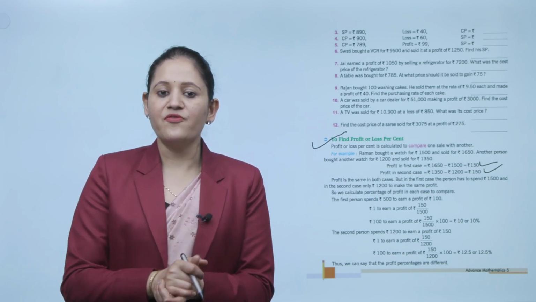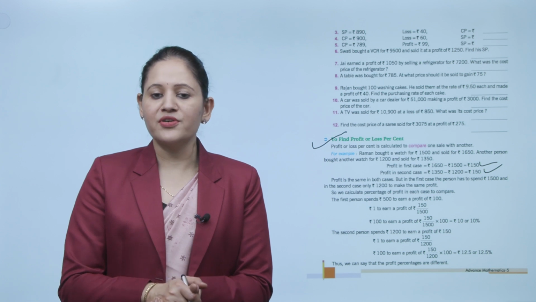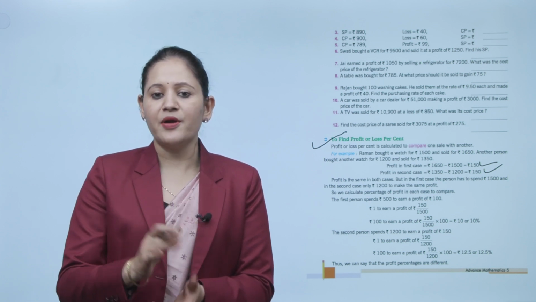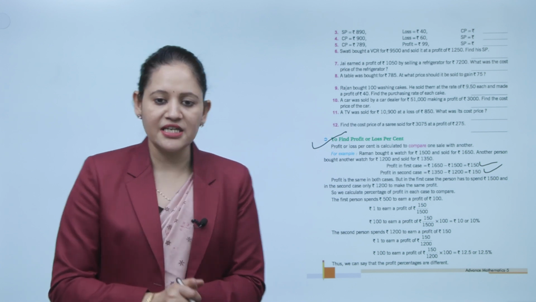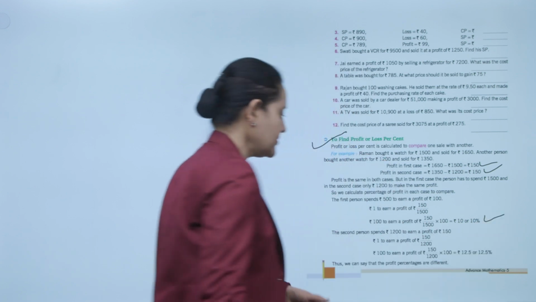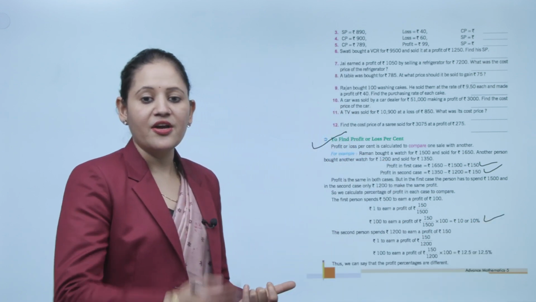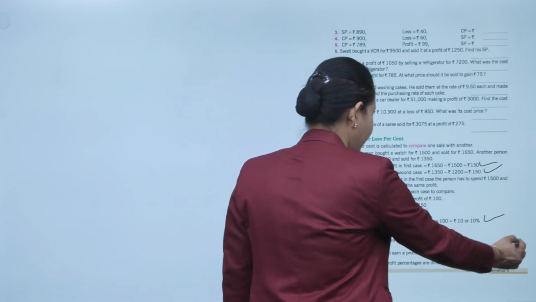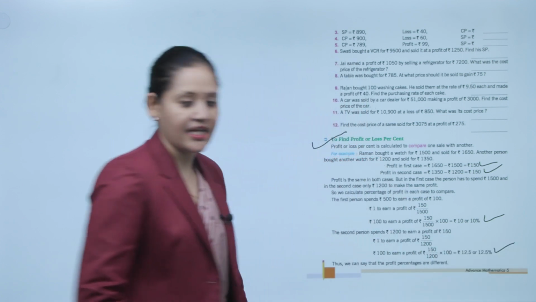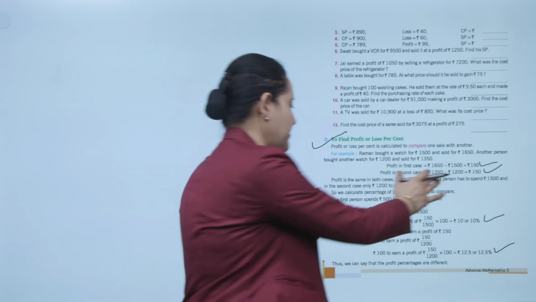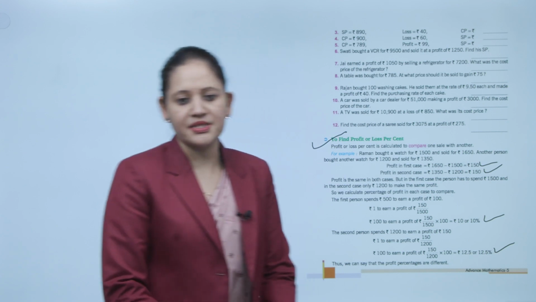First person spent 1500 to earn the profit of rupees 150. So rupees 1 will earn a profit of rupees 150 upon 1500 into 100, that is 10%. In case of the second person, 150 upon 1200 into 100, that is 12.5%. So we can say that the profit percentages are different. In the first case it is 10% and in the second case 12.5%.